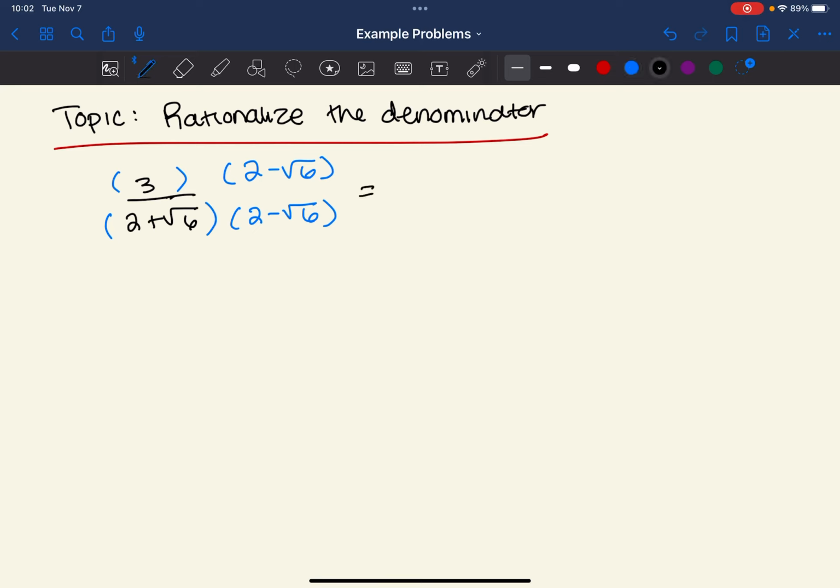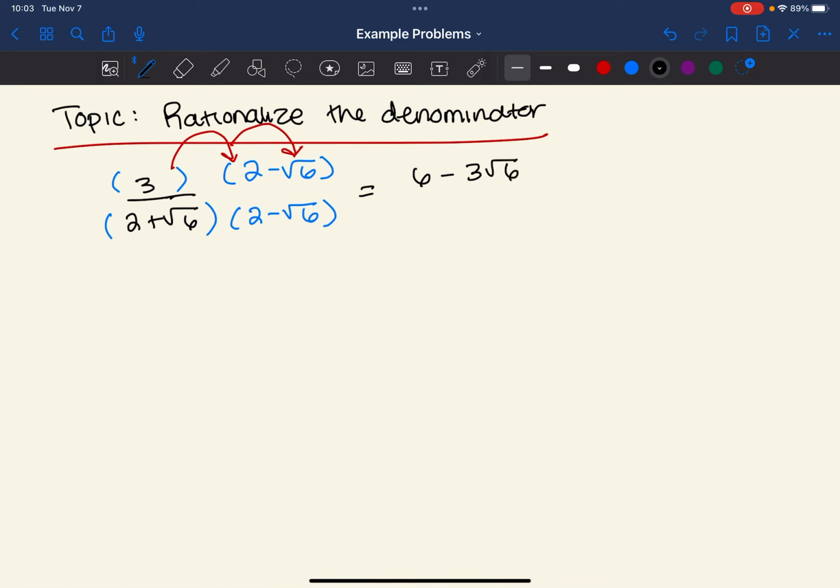So on the numerator, we just have a 3. So we're going to distribute that 3 inside of the parentheses. Okay, we're distributing the 3. So that means we have 3 times 2, which is 6, and 3 times negative square root of 6, which is just minus 3 square roots of 6.